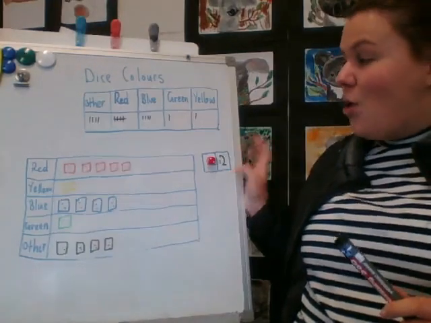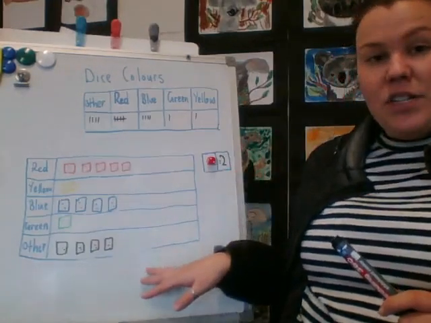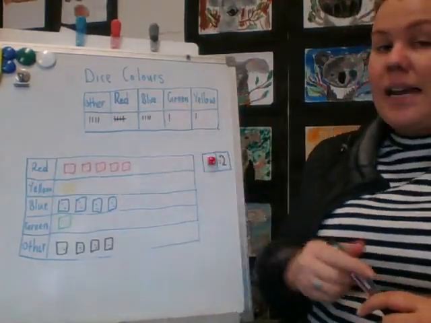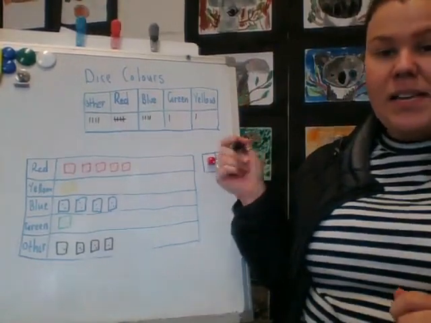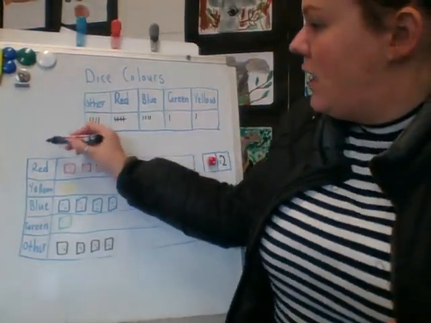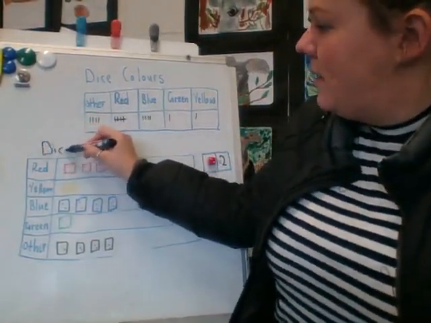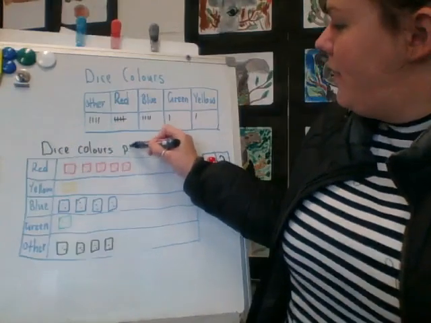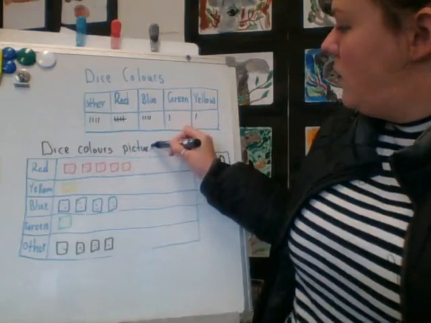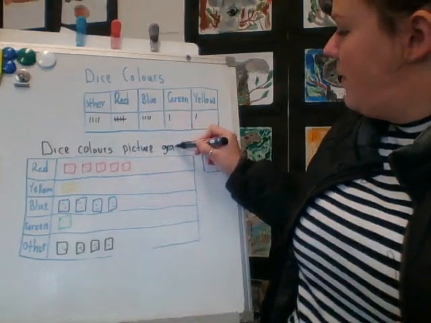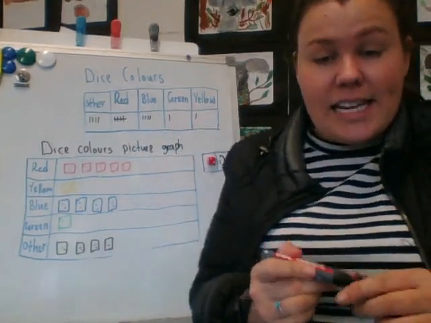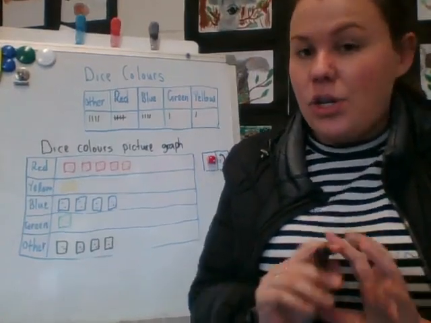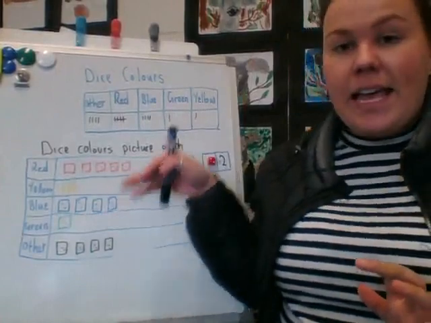When we have a picture graph, just like when we have a table or any set of data, it does need a title. So I'm going to give it the same title as above because it's still showing me the same information. So it's our dice colours picture graph. So there's a template available to you guys that you can use, or if it's easier for you, you can draw up your own picture graph in your book or on a piece of paper.